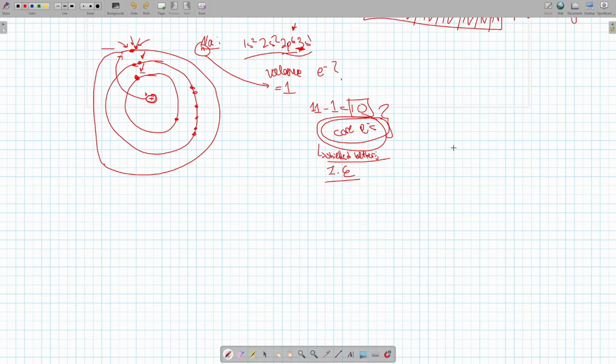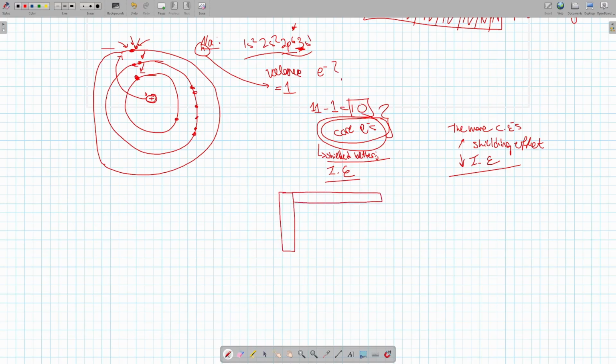Yes, it will. So in other words, the more core electrons, the higher the shielding effect. If there's a higher shielding effect, that means lower ionization energy. Okay. Down a group and across a period, you need to know two things. As you move across a period, the ionization energy increases. As you move down a group, the ionization energy decreases. Please memorize these two. Okay?